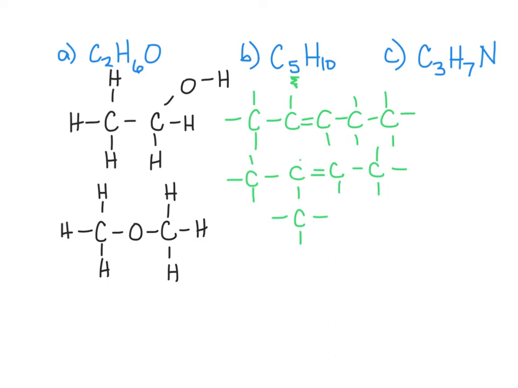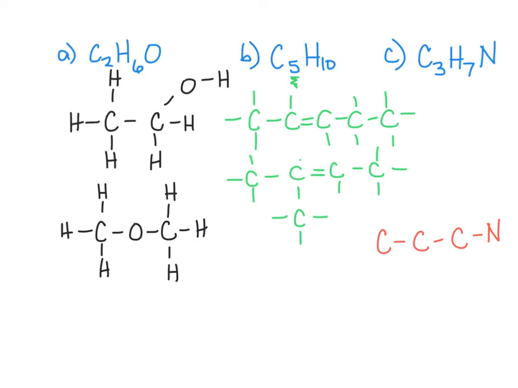Now let's take a look at the last one. 3 carbons, 7 hydrogens, and nitrogen. So again, I'm just going to start with a carbon chain. That's probably the easiest way to start here. I'm going to draw these ones in red. So 1, 2, 3, and then my nitrogen. Let's try that way. Now nitrogen needs 3 bonds to be happy. So if I go ahead and fill in my hydrogens, I've got 7.